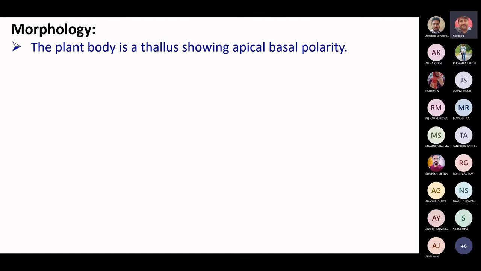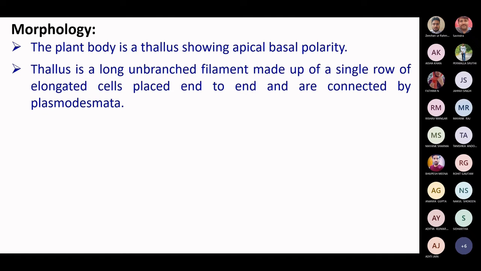So before showing its morphology under the microscope, you should know the plant body is a thallus showing apical basal polarity. Means I will show you. It is from top to bottom. The topmost cell is known as the apical cell, whereas the bottom cell is known as the holdfast cell. The thallus is long and branched. Whatever filament you will observe under the microscope, you will find there is no branching pattern. It is made up of a single row of elongated cells placed end to end, means there is one cell, then the next cell, then the next cell.